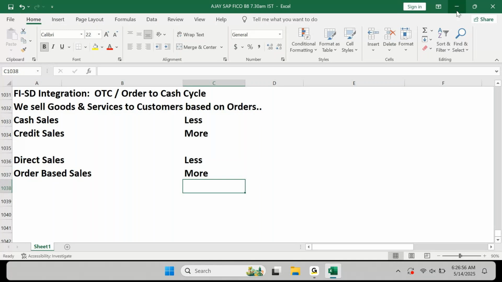Because any customer who wants to buy any product or any service will have to place an order. Based on the order, you will be tracking the sales and you will be delivering the product and you will complete the sales. Now to do this, what we need to ensure? You need to identify the actual customer. Let's say the customer is identified, order is received.